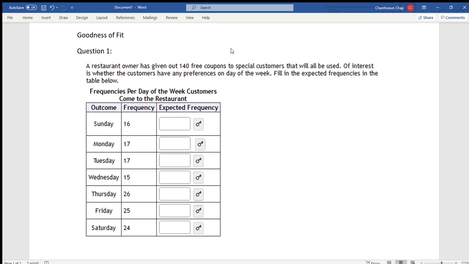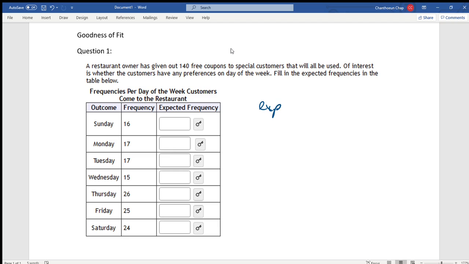Let's review some goodness of fit hypothesis testing problems. Question 1. A restaurant owner has given out 140 free coupons to special customers that will all be used. Of interest is whether the customers have a preference on the day of the week. Fill in the expected frequencies in the table below.